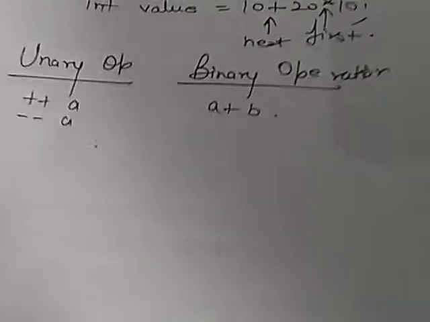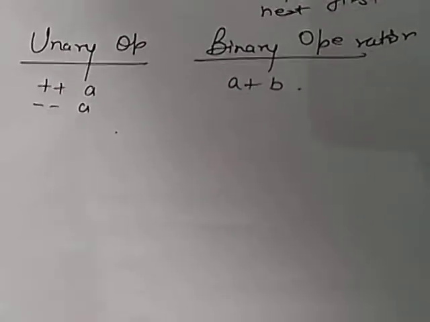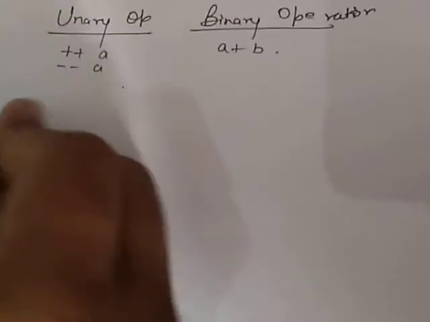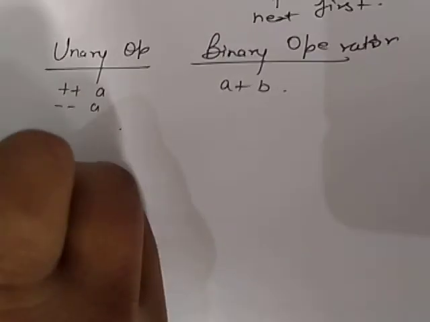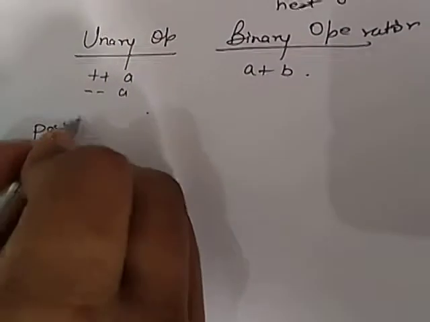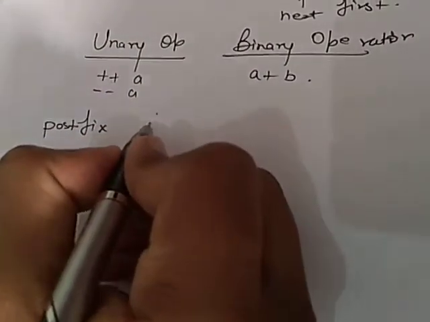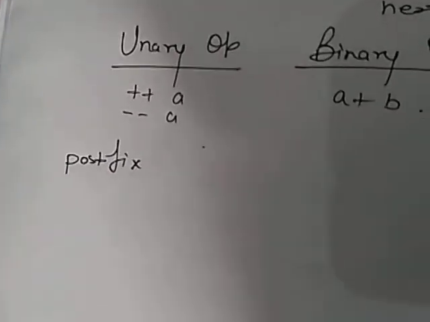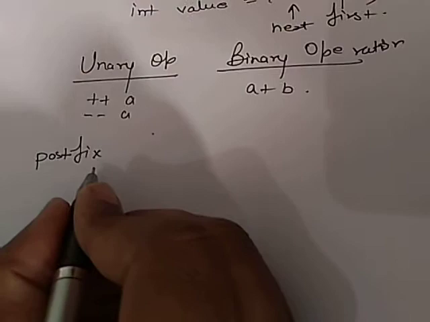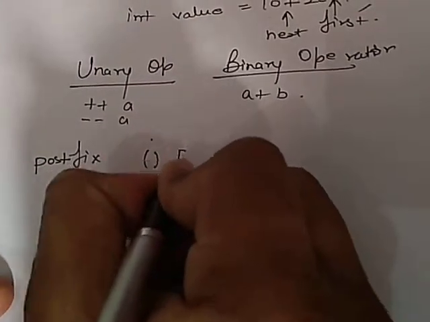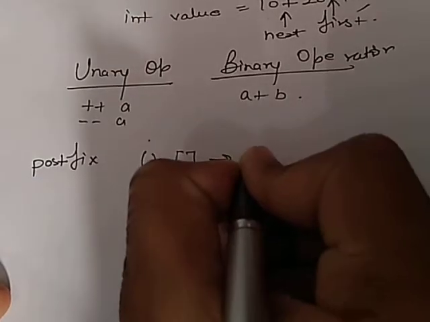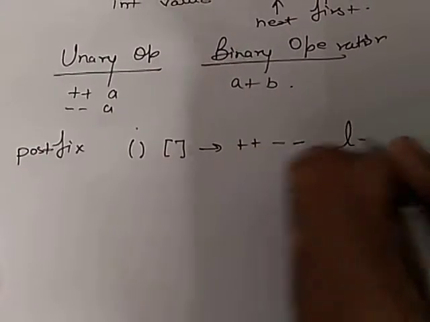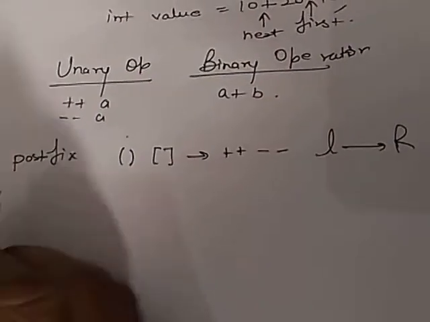Now I am giving you some operators and their associativity. First, we have the postfix operators. In this category, we have parenthesis, square bracket, arrow, plus plus, and minus minus, and their associativity is from left to right.